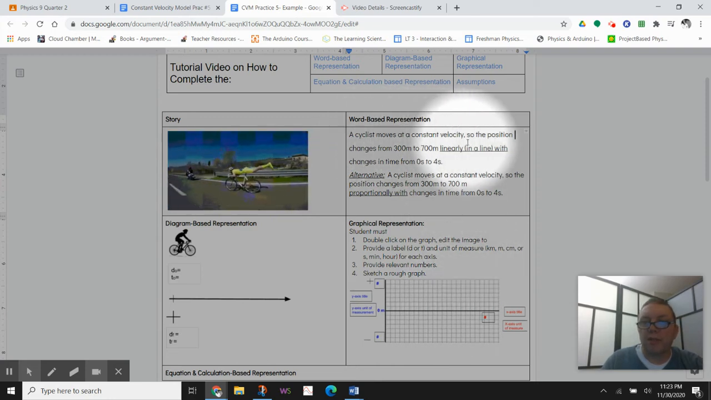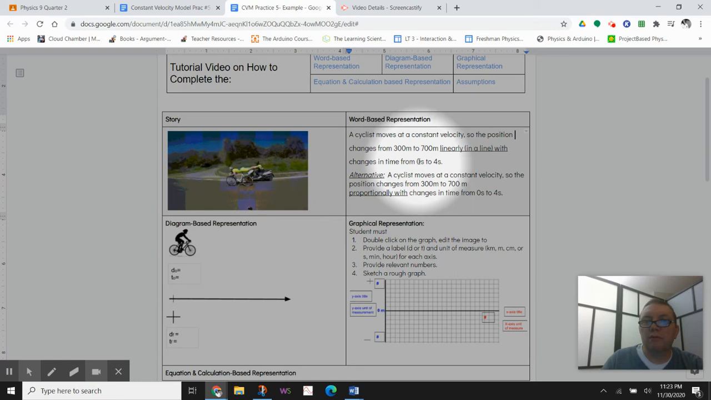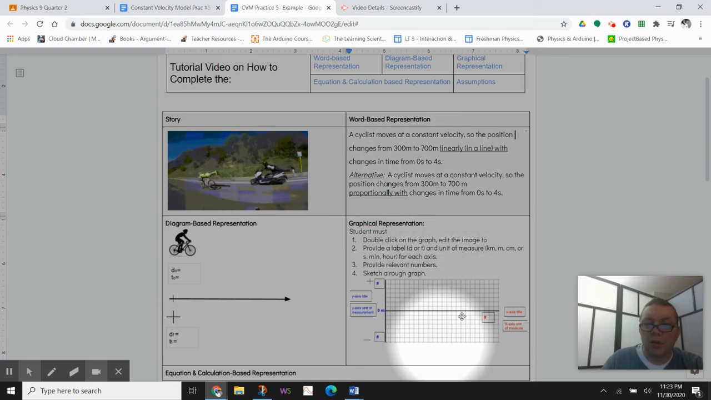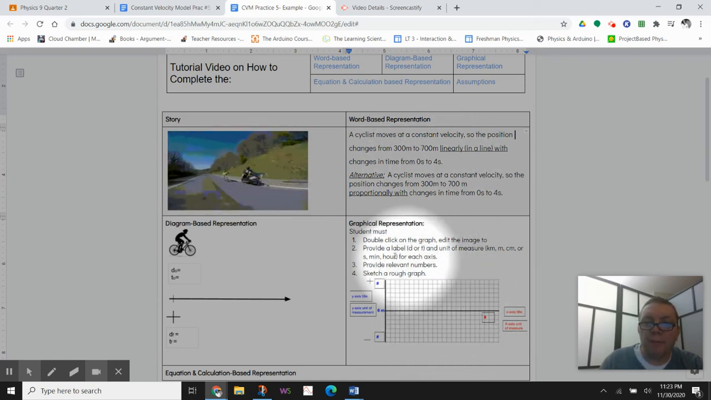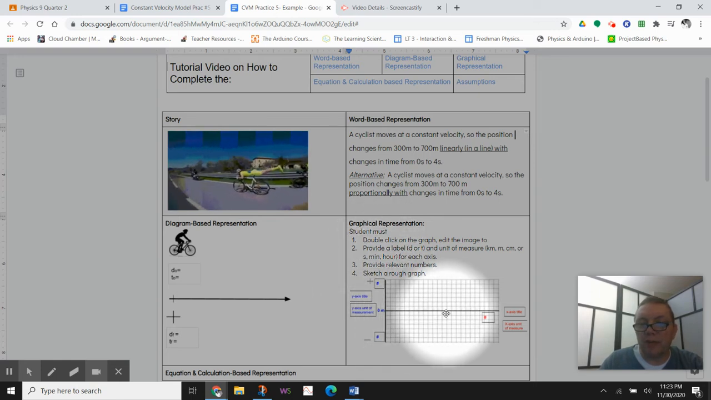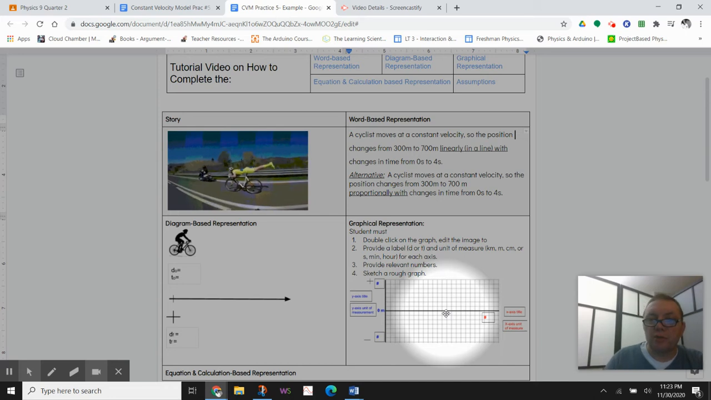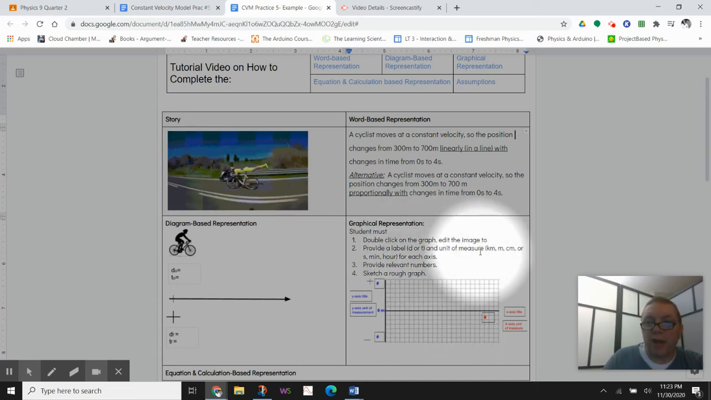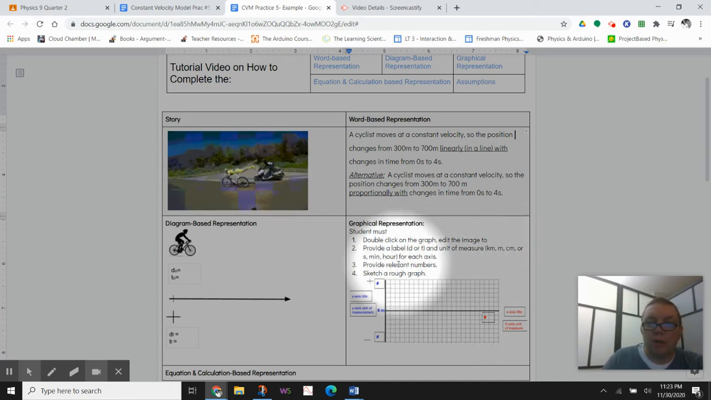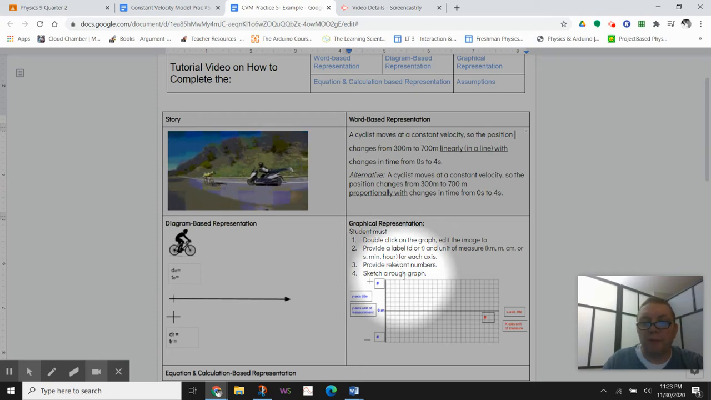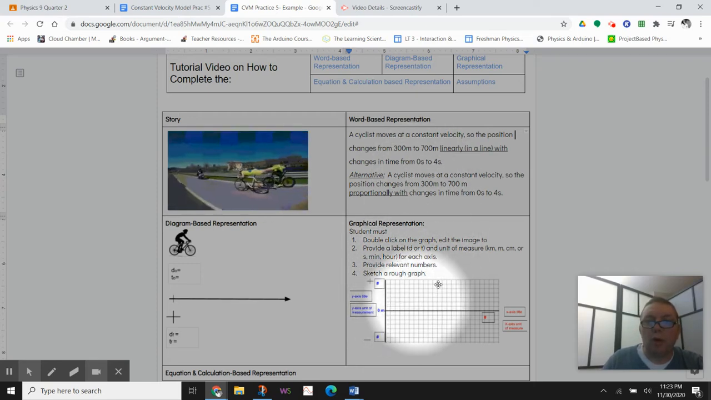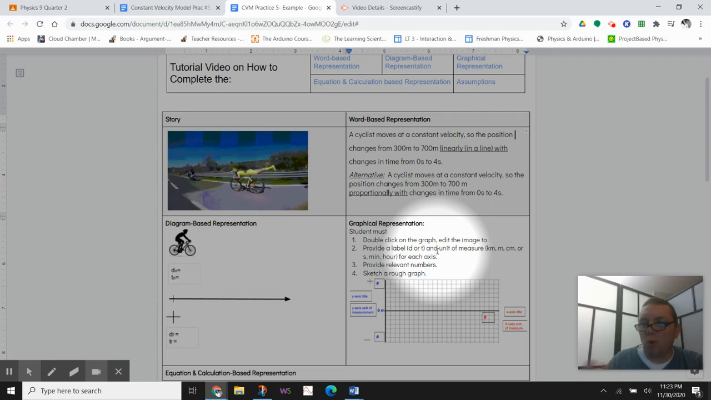Up here, they tell us the cyclist changes position from 300 meters to 700 meters linearly with time from 0 seconds to 4 seconds. So I need to make a graph that shows that. To do that, I'm going to open this image up and edit the graph in that image. I'm going to provide a label for each axis, units of measure, relevant numbers, and then put the graph on there. I'll probably have to go back and forth to see it.